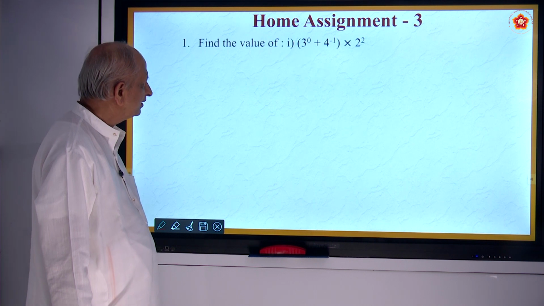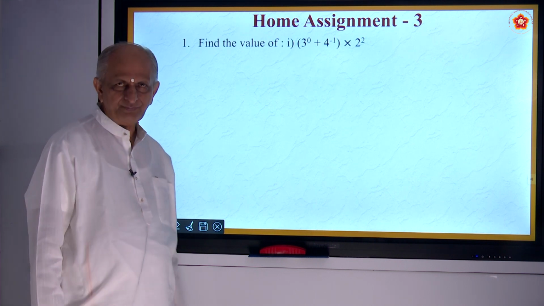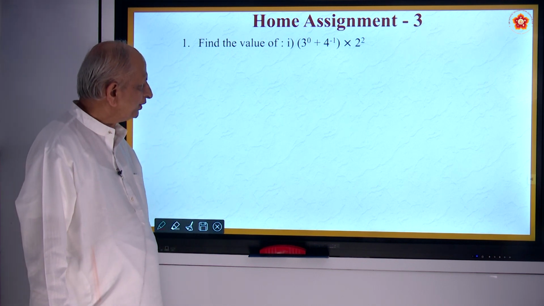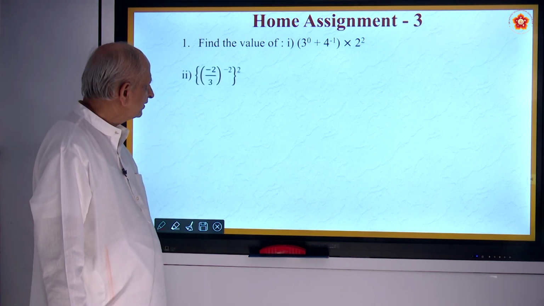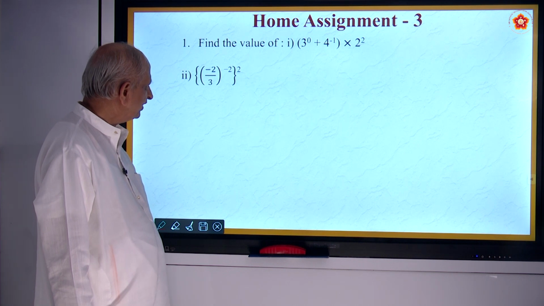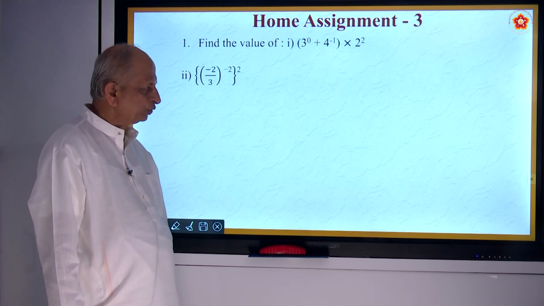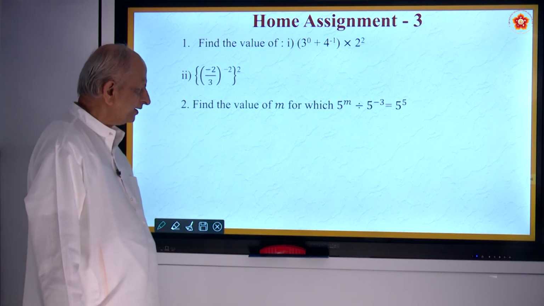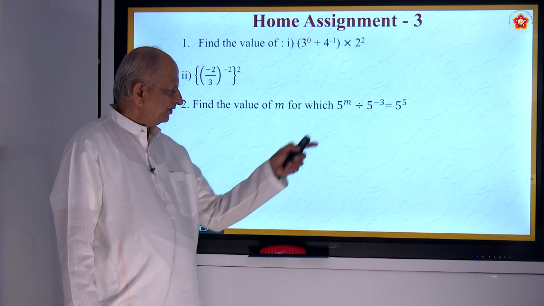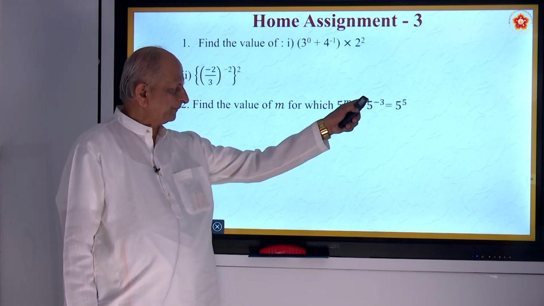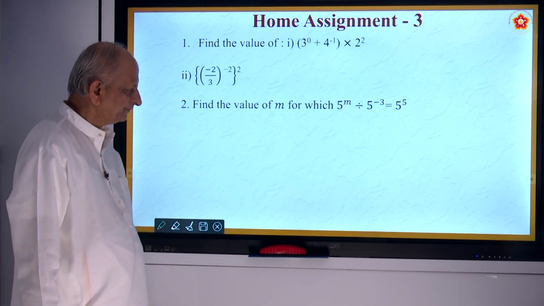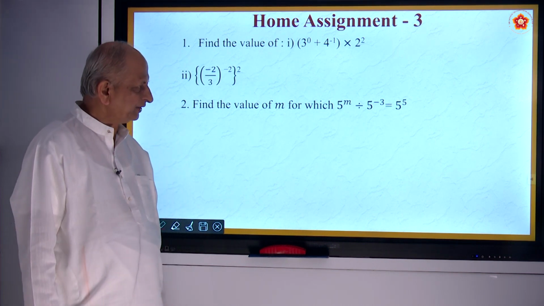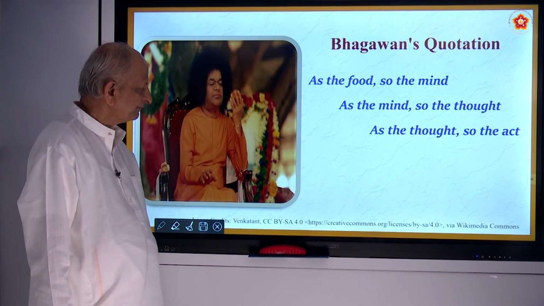First question. Find the value of 3 to the power of 0 plus 4 to the power of minus 1 into 2 square. Second question, (-2/3) to the power of minus 2, to the power of 2. Third question, find the value of m such that 5 to the power of m divided by 5 to the power of minus 3 is equal to 5 to the power of 5. Come prepared.